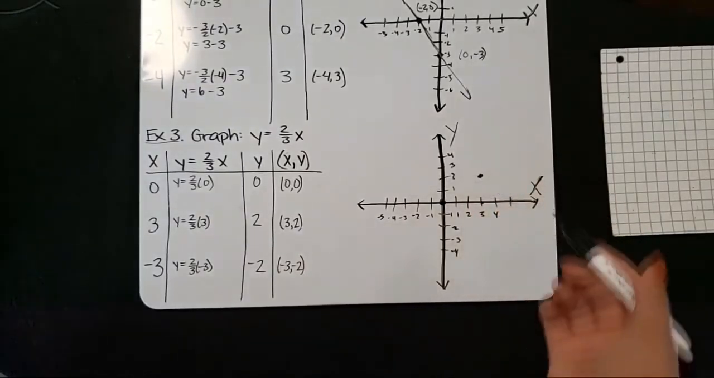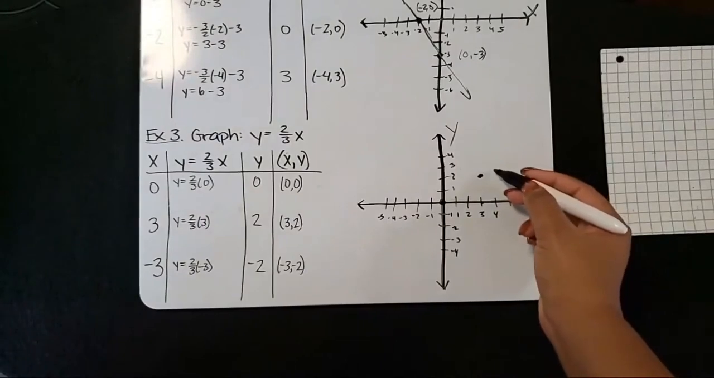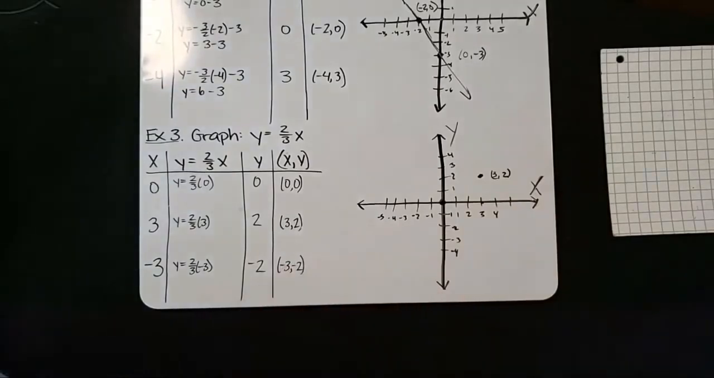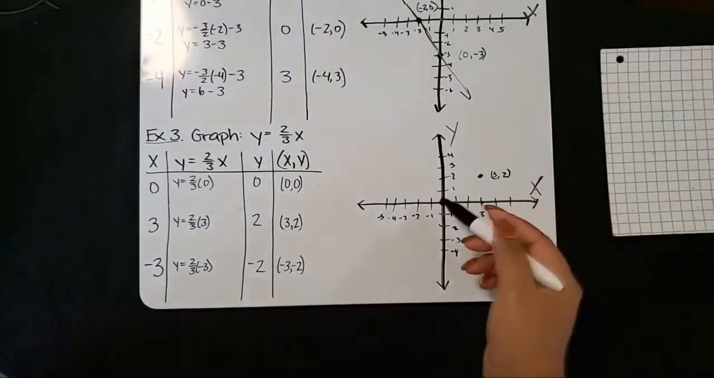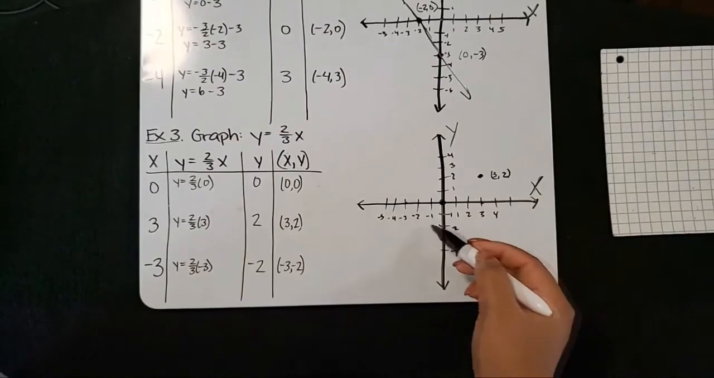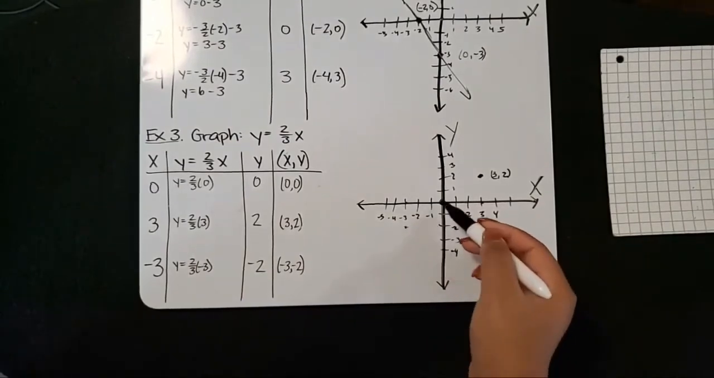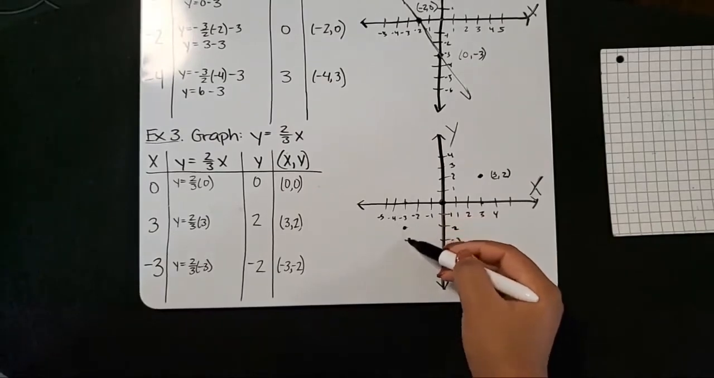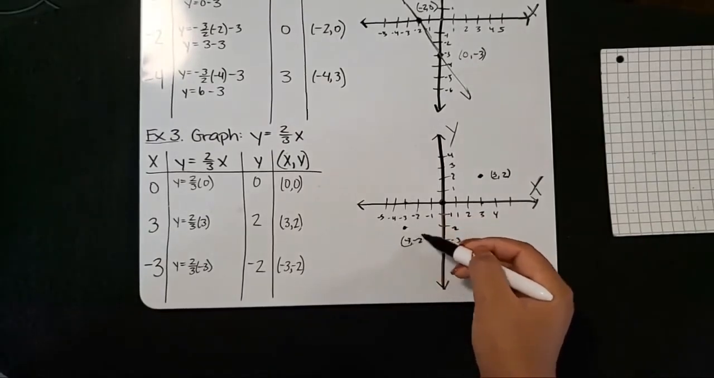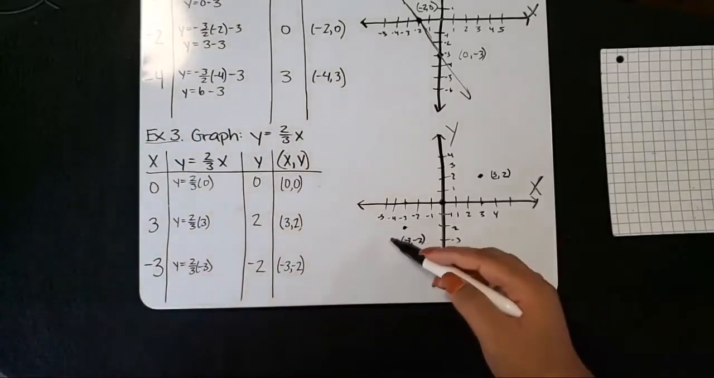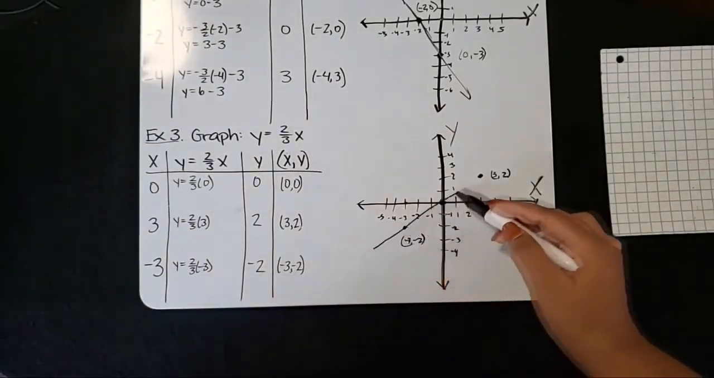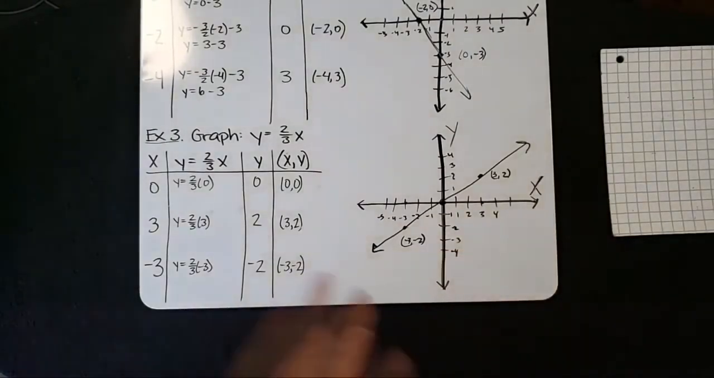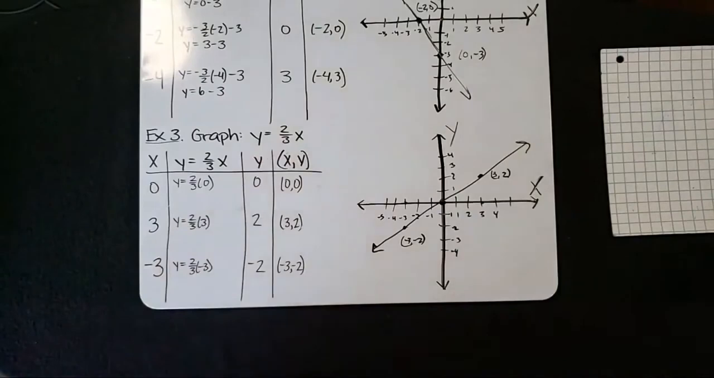All right. So this is 3, 2. Then we have negative 3, negative 2, which means we're going to go to the left 3 and down 2. So to the left 3 and down 2. And that's negative 3, negative 2. And we connect those 3 points. And that is the graph of y equals 2 over 3x.